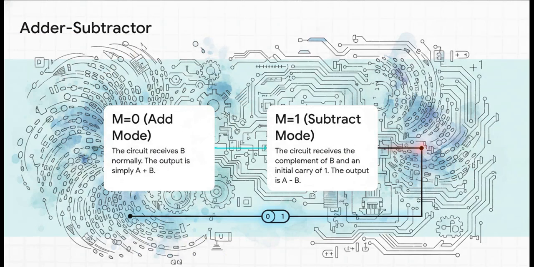The secret is a single control wire. Let's call it M for mode. When M is set to 0, boom, it's in add mode. But when you flip M to a 1, a really clever trick happens.